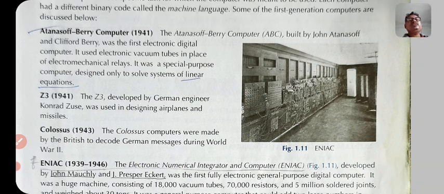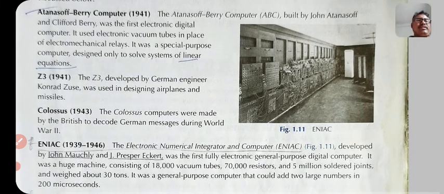So John Atanasoff and Clifford Berry introduced the first electronic digital computer. It used vacuum tubes instead of electromechanical relays. And the special purpose was what? Mainly to solve linear equations. This ABC computer was used for that.